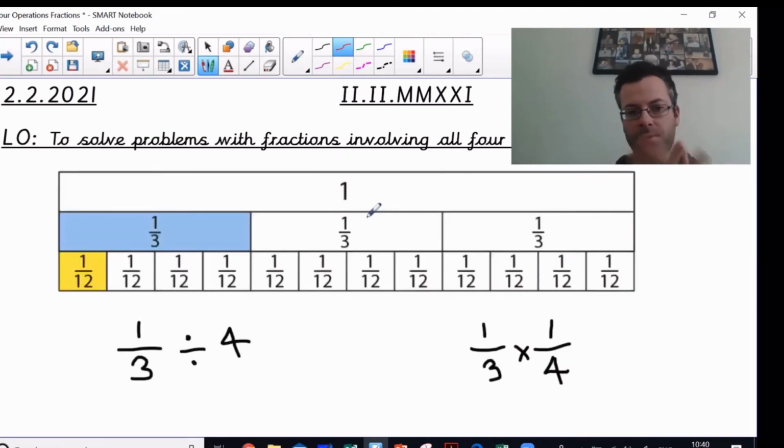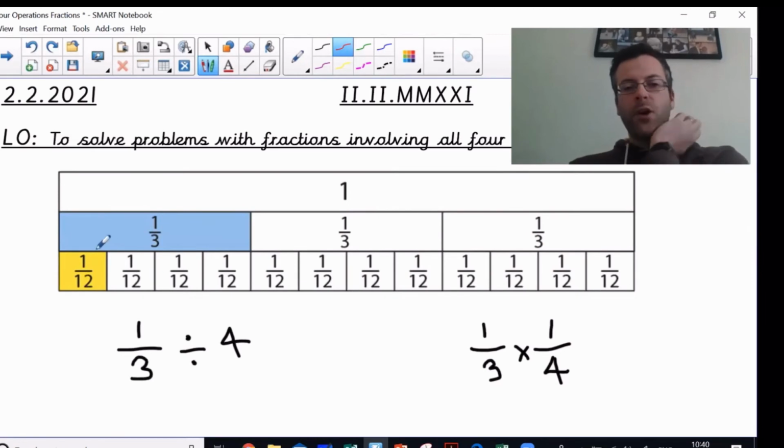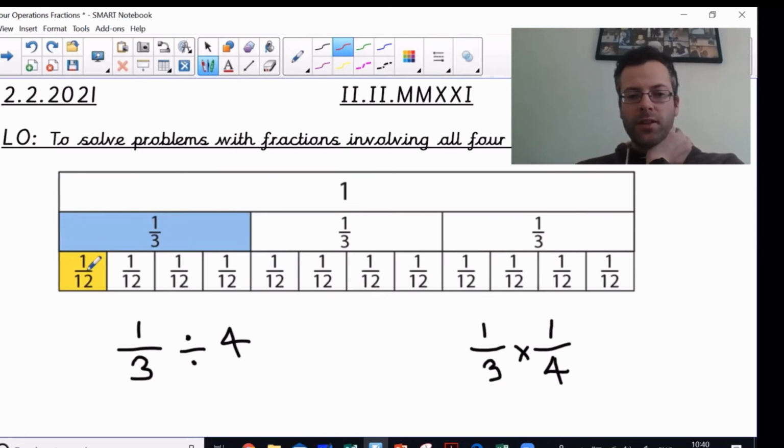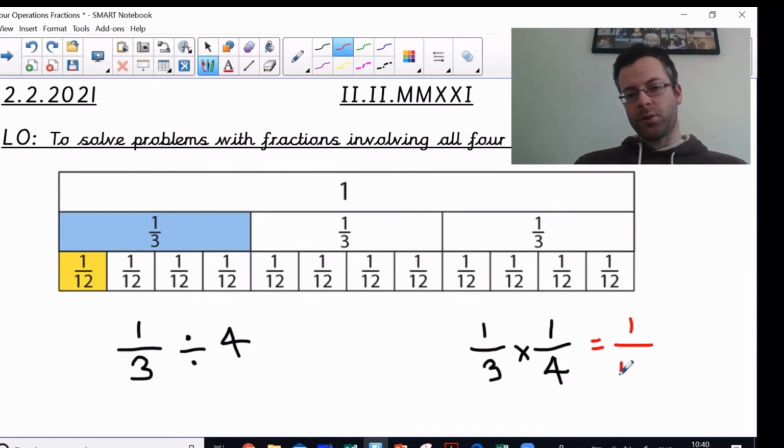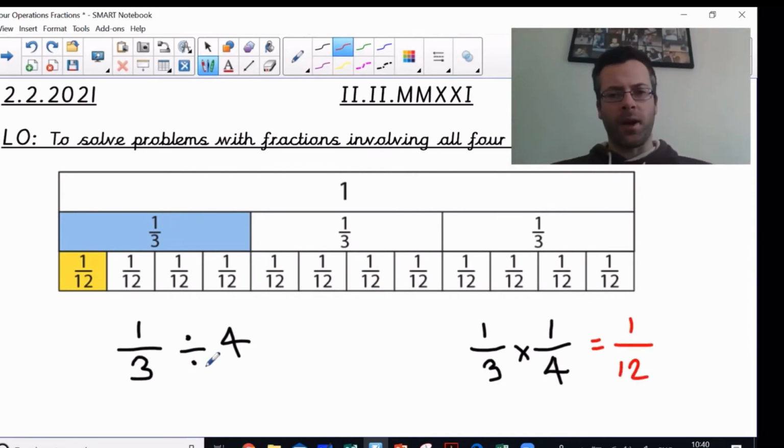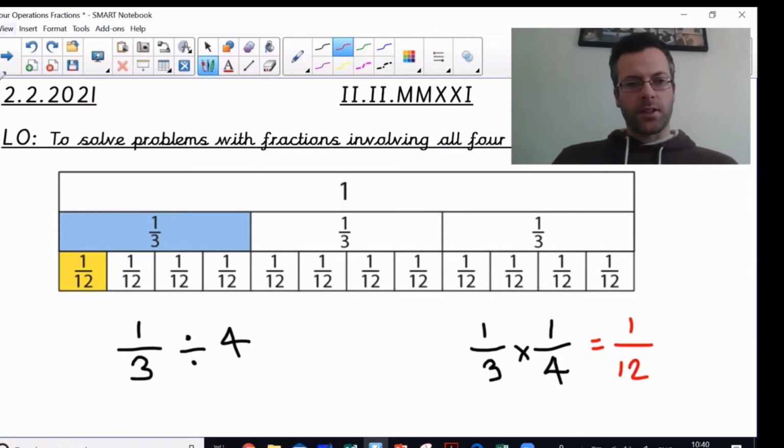Quickly looking at division. So this one, which we looked at before, what we're doing here is like 3/4 divided by 4, which would give us 1/12. Now, the other way of writing divide by 4 is to write times by 1/4. And 1 times 1 is going to equal 1. 3 times 4 is going to equal 12, okay? Because dividing something by 4 is the same as multiplying it by 1/4.